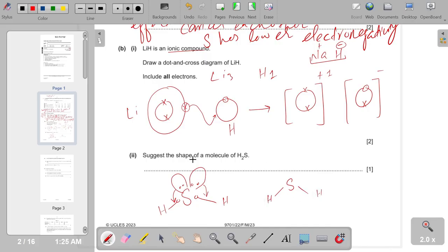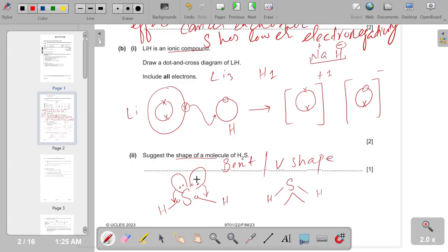So what is the shape of the molecule? You can notice these lone pairs of electrons are actually repelling the bond pair greatly. So you will get a V shape. You can say V shape or bent shape. It's a bent shape, or even you can say they are V-shaped molecules.